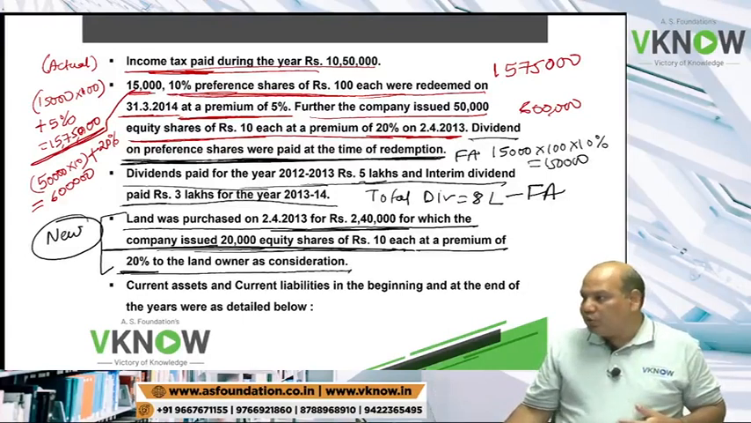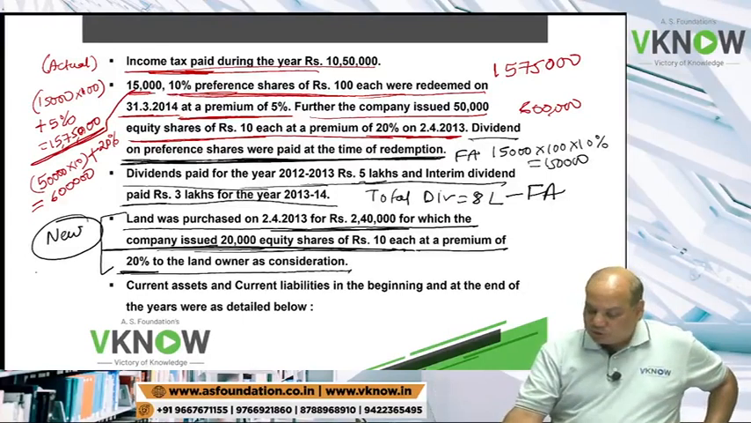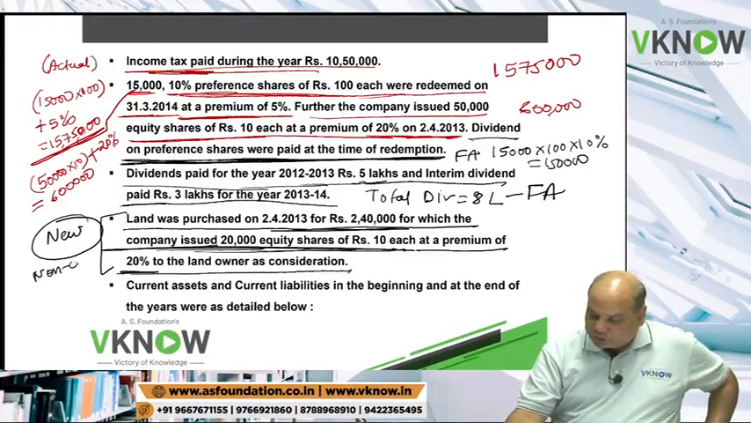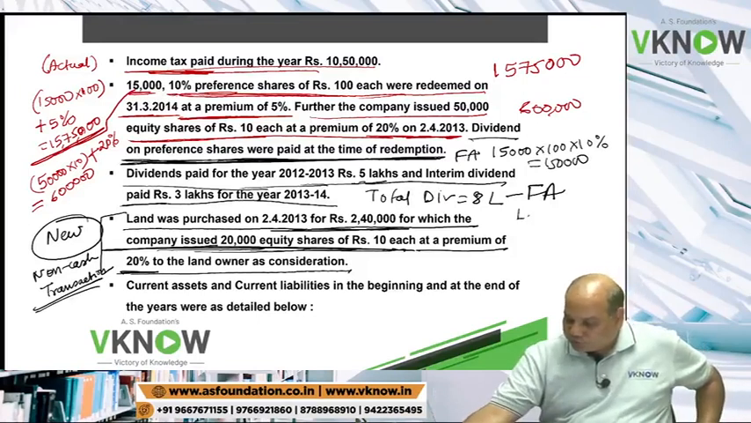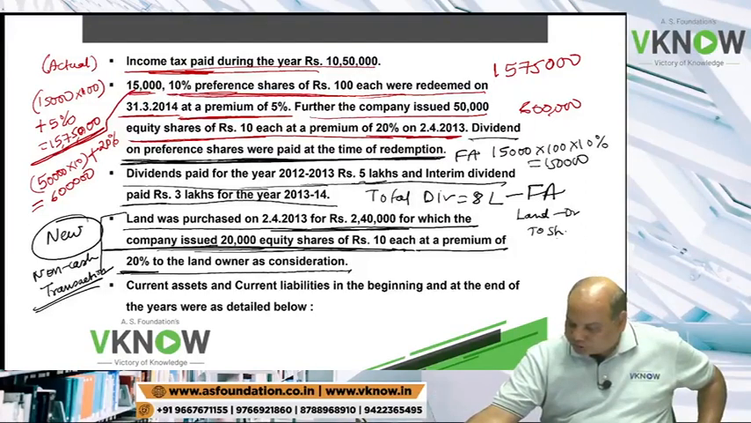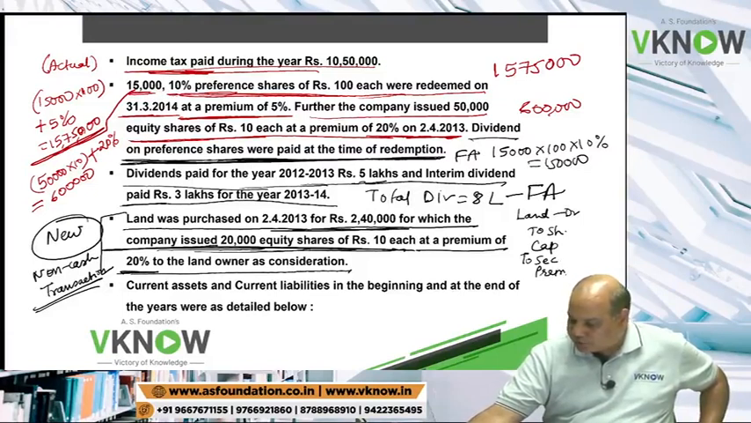So what is new about it? What is new is that it is a non-cash transaction. Land was acquired and shares were issued. So land account debit, to share capital, to securities premium. But where is the cash?